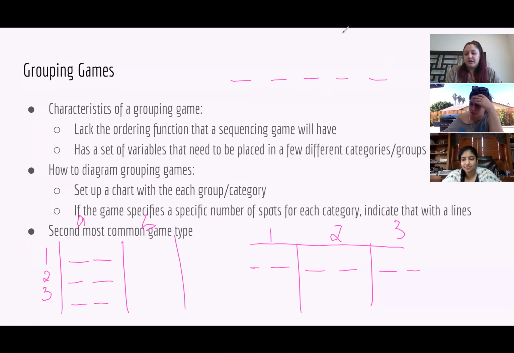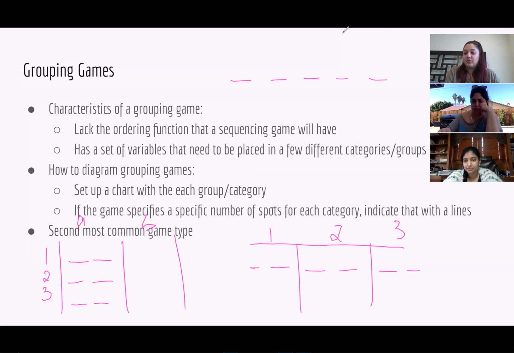The one other thing to notice is sometimes grouping games won't tell you exactly how many people or variables go into each category. So it'll tell you that there's 8 different people and 3 different groups, and you are not sure how many go in each group. They might tell you that some of them have 2, some of them have 3, some of them have 5. I don't know because the game doesn't tell me.